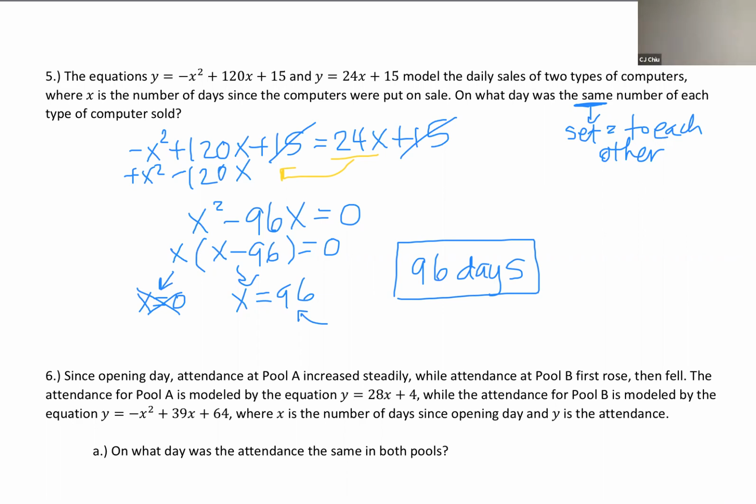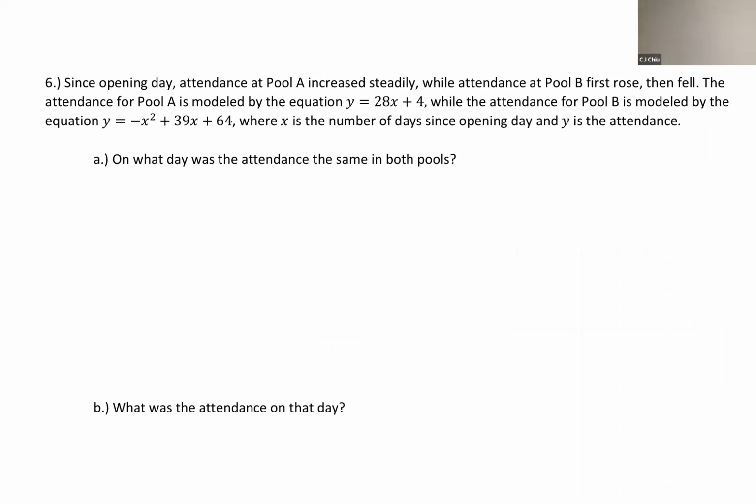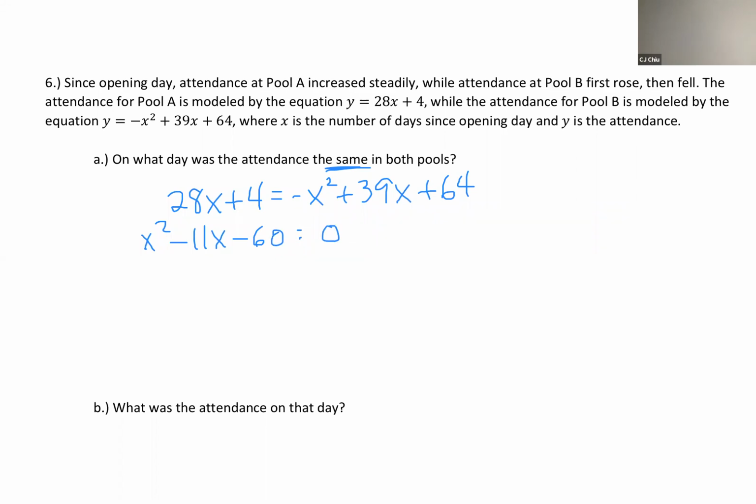Let's look at the second one, number 6. Same thing. So we have equations for pool A and pool B, and it says on what day was the attendance the same? So we set them equal to each other. So 28x plus 4 equals negative x squared plus 39x plus 64. Push everything over to the left side. You get x squared minus 11x minus 60 equals 0.